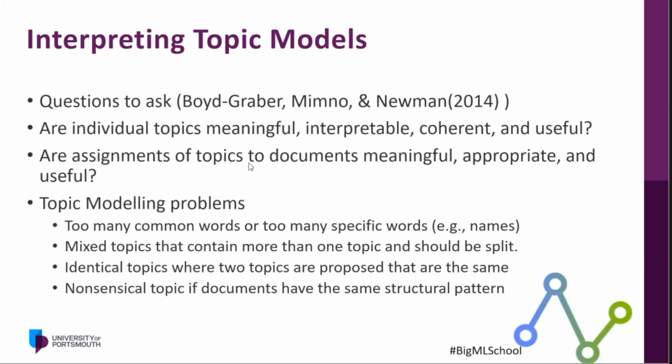And there are some typical topic modeling problems that you may encounter, especially if you're doing this for the first time. Too many common words or too many specific words, like the names of publishers I mentioned before, that you may need to eliminate from your study. Mixed topics that contain more than one topic and need to be split. So it's talking about two different concepts in the same topic, and you might want to increase the number of topics to split it. Identical topics, where two topics proposed are the same. You might want to reduce the number of topics to combine them. And you've got a nonsensical topic if documents have the same structural pattern. So if you're doing, again, academic reviews, you may see methods and techniques coming up over and over, because that term might be used over and over in academic abstracts.